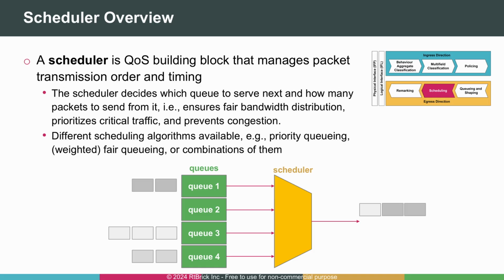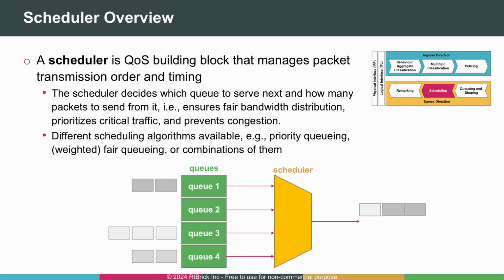This method is well suited for delay-sensitive applications such as voice, but it can lead to starvation of lower-priority queues, meaning their packets may never be transmitted. By contrast, fair queuing treats all queues equally, giving each a fair share of bandwidth and preventing starvation. An enhancement of this method is weighted fair queuing, where each queue is assigned a weight that determines its share of bandwidth. Higher weights result in more bandwidth being allocated to that queue.